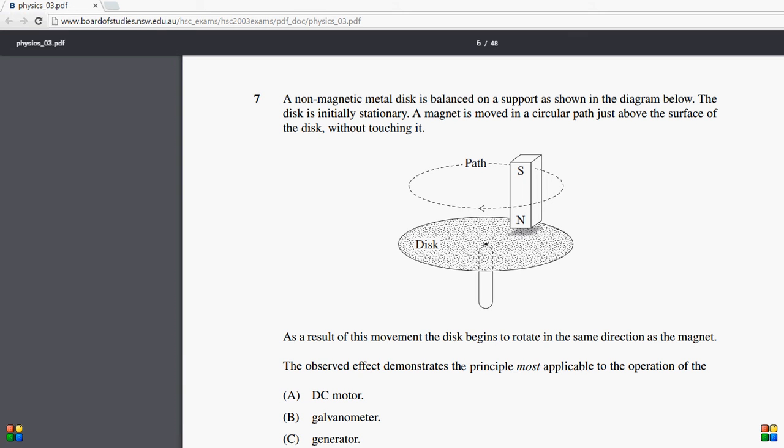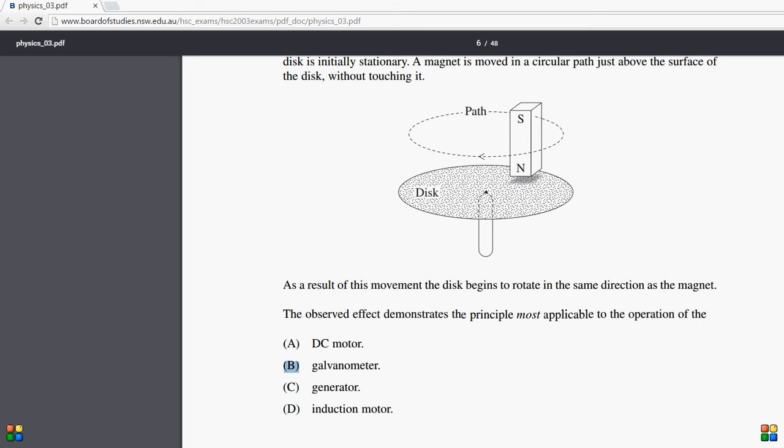Alright, so do we find Lenz's law in the DC motor? Well, sometimes, but we mostly find back EMF. Actually, no, we find the right-hand slap rule, actually. A galvanometer? Nope. A generator? Yeah, but it's mostly for back EMF. And an induction motor? Yes. We see Lenz's law used in induction motors.